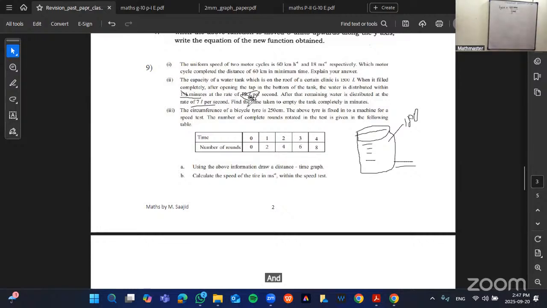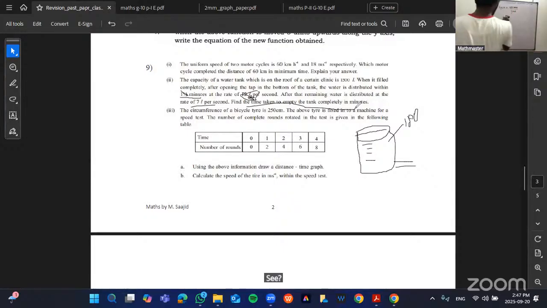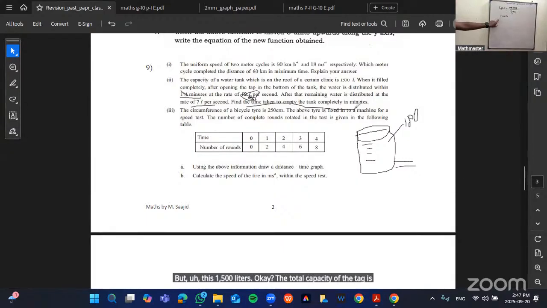And find the time taken to empty the tank completely in minutes. Then we have to build an expression like this. See, the total capacity of the tank is 1500 liters. Then at first, what happened?